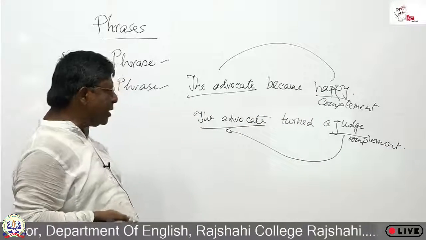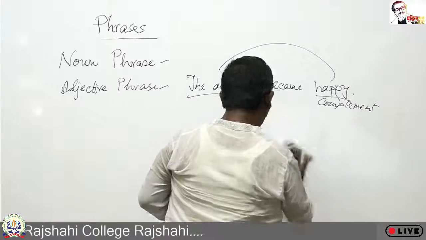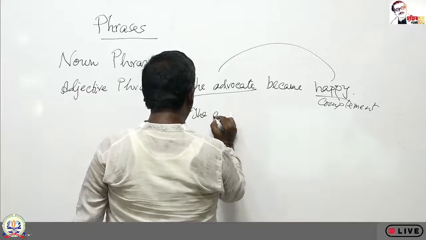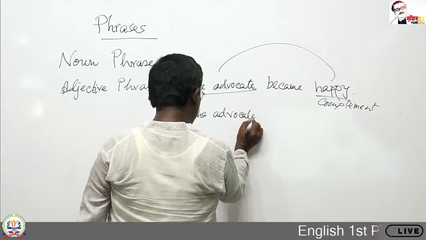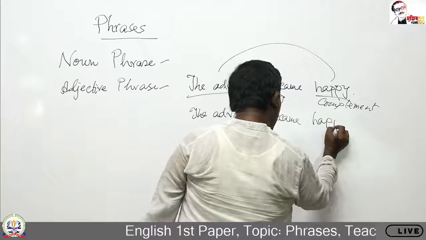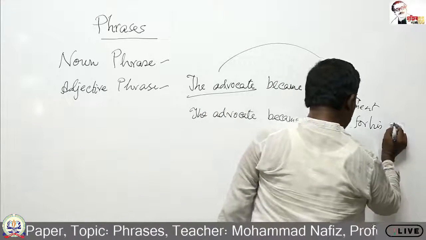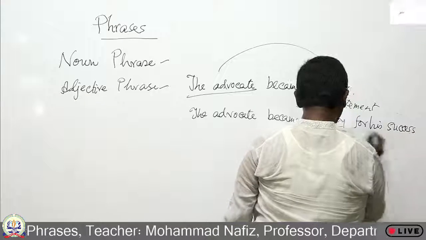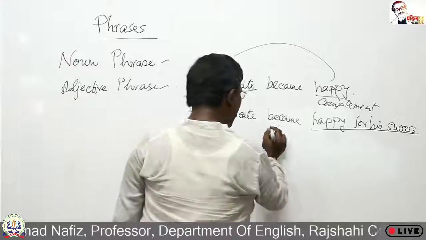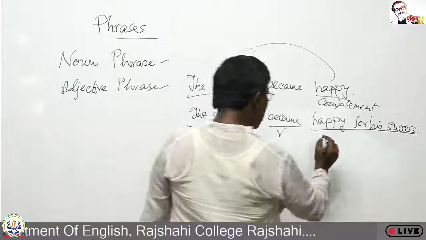Well, our concern this time is the adjective phrase. How is an adjective phrase made? Well, if we extend the sentence with a few words like this one, the advocate became happy for his success. Happy for his success makes a single unit in this sentence. Became is the verb. The advocate is the subject. And this is the complement.